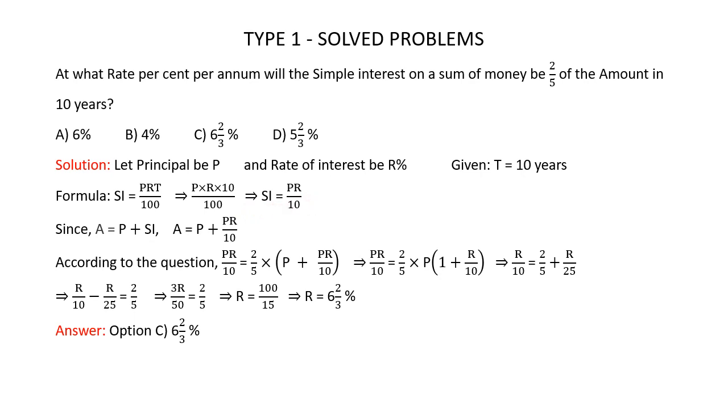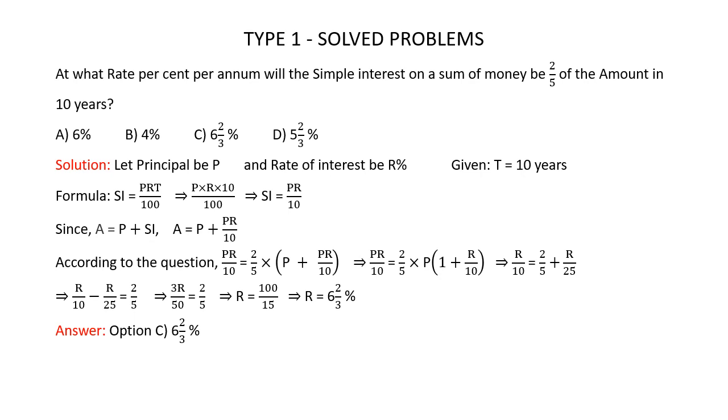Now we know that amount is equal to principal plus simple interest. So amount is equal to P plus PR by 10. So now we know that simple interest is PR by 10 and amount is P plus PR by 10. Now in the question it's given that the simple interest becomes 2/5 of the amount. So according to the question, PR by 10 is equal to 2 by 5 multiplied by P plus PR by 10. Now here you can take the P as common factor.